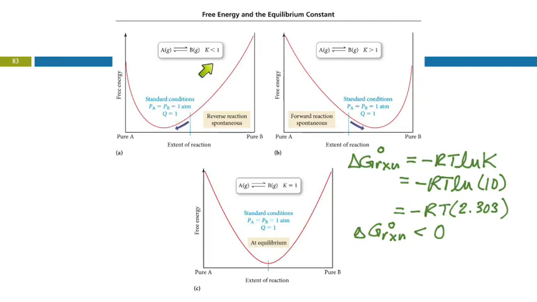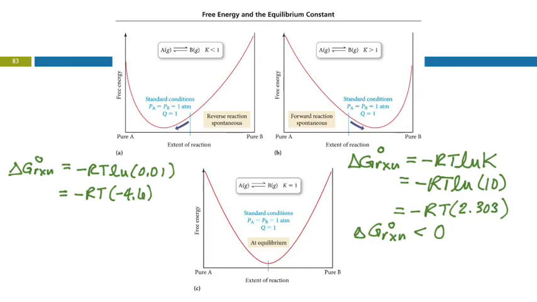Over here, where K is less than 1, we could do a similar thing. Standard delta G is equal to negative RT natural log of, let's say, 0.01. The natural log of 0.01 is negative 4.6. So this is going to be a positive number, right?